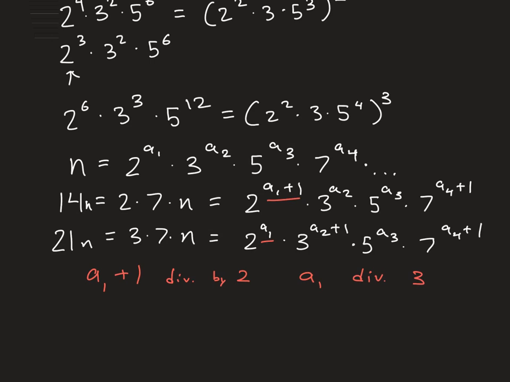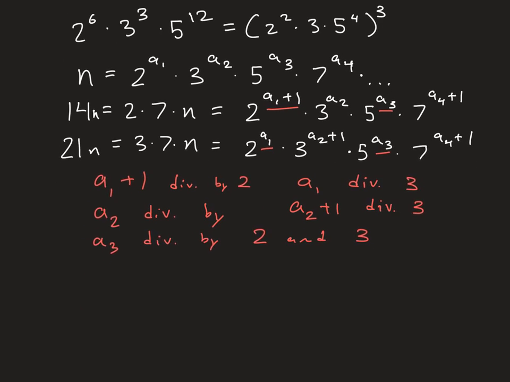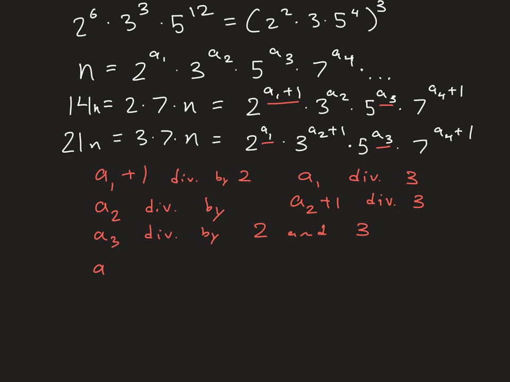So if we look at these terms, similarly, we have that a2 is divisible by 2, and a2 plus 1 is divisible by 3. And a3 is divisible by 2 and 3, here and here. And then finally, a4 plus 1 is divisible by 2 and 3.